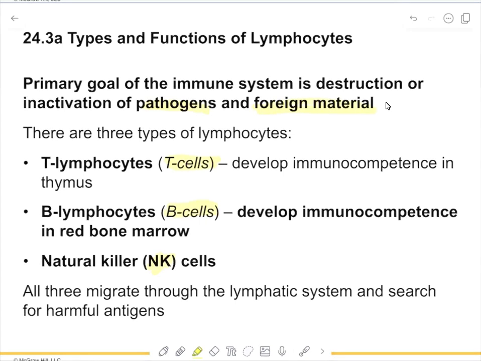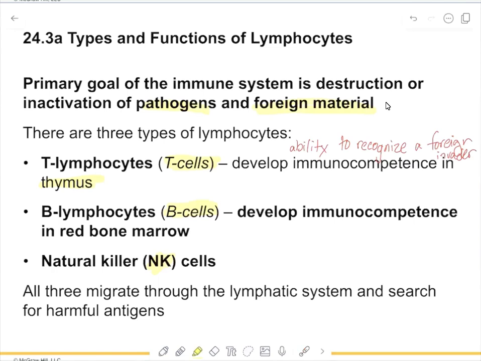The T lymphocytes are going to develop immunocompetence in the thymus. The word immunocompetence basically means the ability to recognize a foreign invader, so separate self from non-self. In order for these cells to become immunocompetent, they go through various tests in the tissue. And if they're not immunocompetent, then they are destroyed.